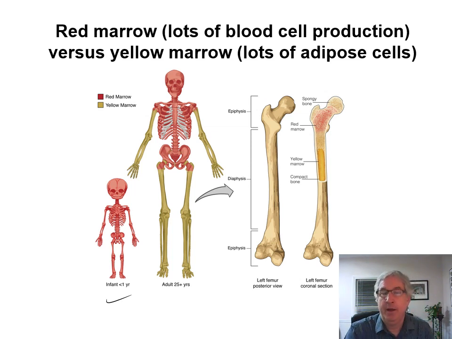So then here's the diagram again. We have epiphysis, diaphysis, and another epiphysis, and this is the metaphysis here and here. And here's showing spongy bone with some red marrow here, but there's not really any red marrow up here.